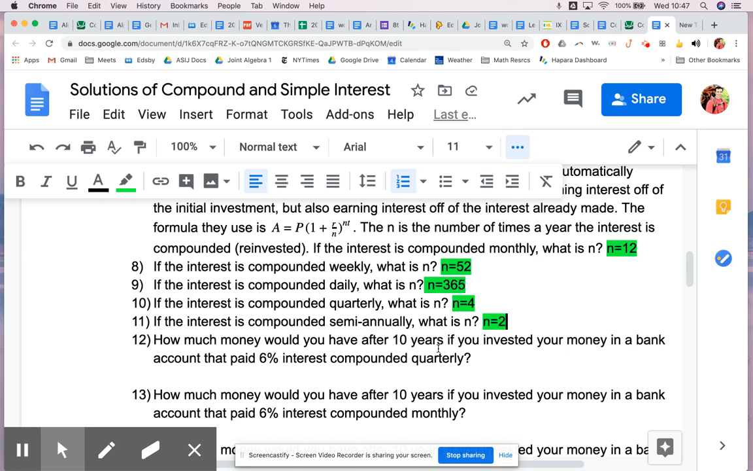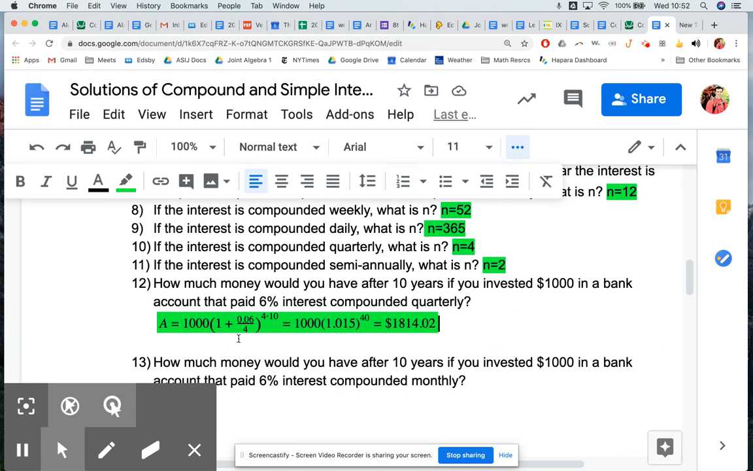So how much money would you have after 10 years if you invested your money in a bank account that paid 6% interest compounded quarterly? Okay, so we know our interest rate r, we know our time in years is 10, we know it's compounded quarterly, so that should tell us what our n is. n is 4. Plug that into the formula and see how much money you would have at the end of 10 years. So after plugging everything into the formula, I start off with my $1,000, 6% interest rate. Quarterly means my n is 4, and 10 years means my t is 10.